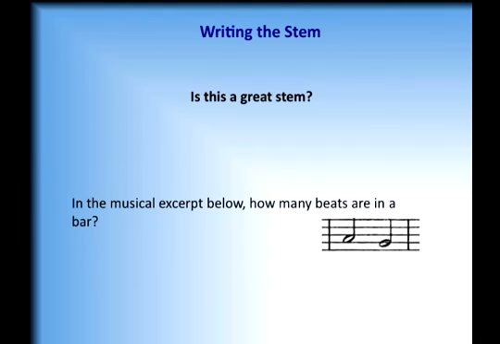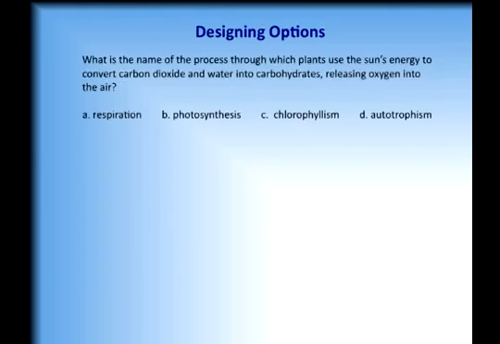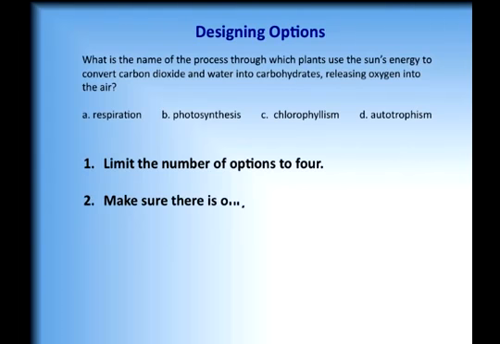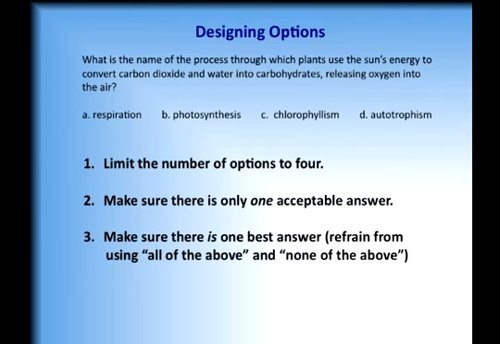Okay, now that you know the key to writing great stems, let's think about designing the options. I've included the photosynthesis item here as a reference. 4 seems to be the most effective number of options. In this case, photosynthesis is the only best answer.